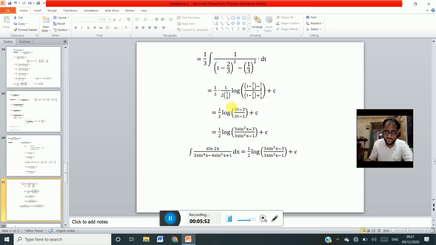After solving, 3 cancels, a 1 by 2 is remaining, log of 3t minus 2 minus 1, means minus 3 upon 3, divided by 3t minus 2 plus 1 upon 3. 3 cancels, so 3t minus 3 upon 3t minus 1. Now put the value of t, that is sin square x. So we get the answer: 1 upon 2 log of 3 sin square x minus 3 upon 3 sin square x minus 1 plus c. This is the final answer, right?